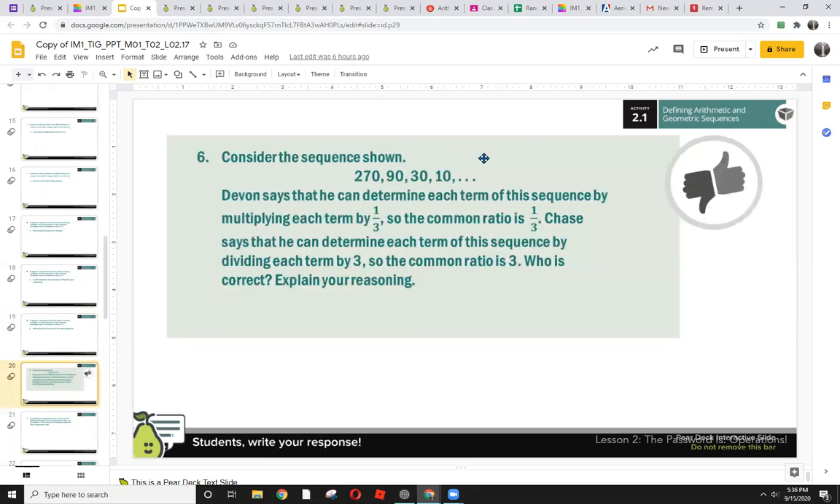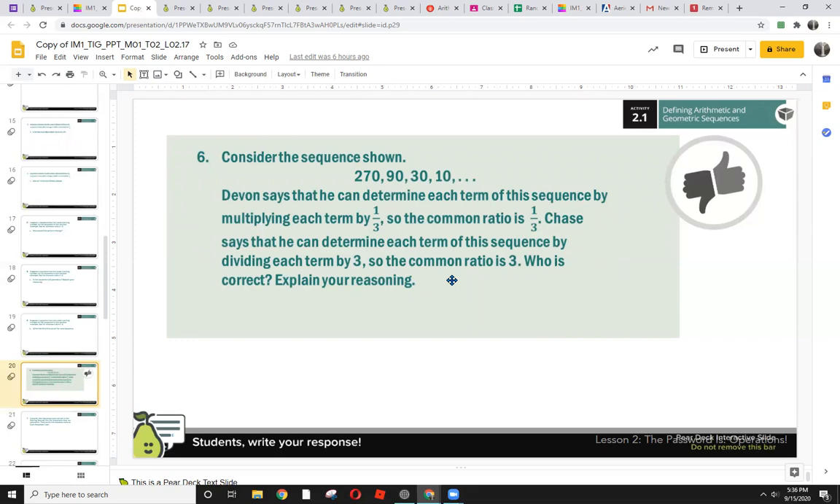Okay, consider the sequence 270, 90, 30, and 10. Notice how it's going down. Devon says that he can determine each term of this sequence by multiplying each term by 1/3, so the common ratio is 1/3. Chase says that he can determine each term of this sequence by dividing each term by 3, so the common ratio is 3.